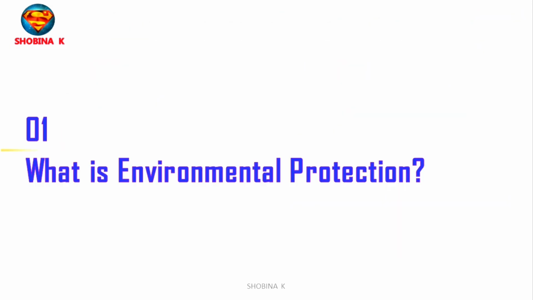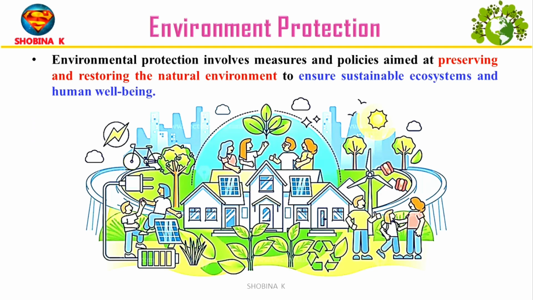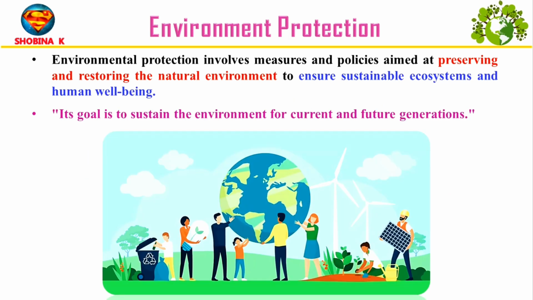Let's get started. First, what is environmental protection? Environmental protection encompasses measures and policies aimed at preserving and restoring the natural environment to ensure sustainable ecosystem and human well-being. Its goal is to sustain the environment for current and future generations. Therefore, environmental protection means taking steps and creating rules to keep nature healthy and safe. And this ensures that both environment and people can flourish both presently and in future.